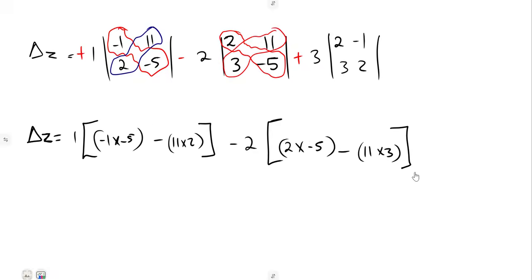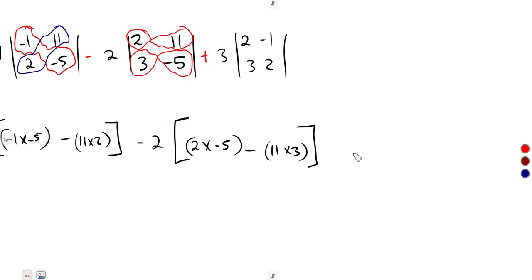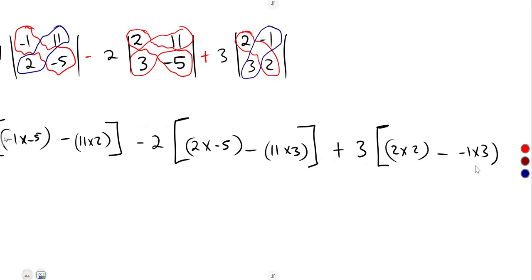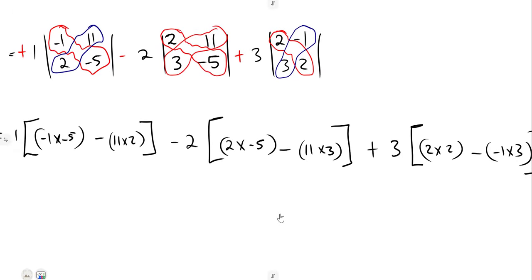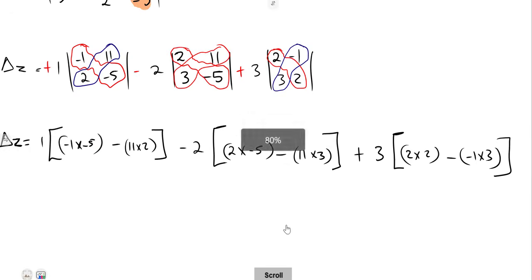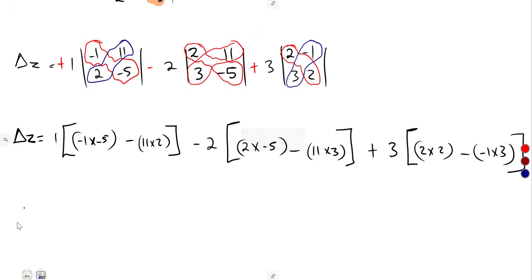All right, then we move on to this one, positive 3. We do the same, the major diagonal 2 versus 2, and we have negative 1 versus 3, just like that. 2 times 2 minus negative 1 times 3. So just verify, guys, your values. Use your calculators also to verify if you are on the same page.